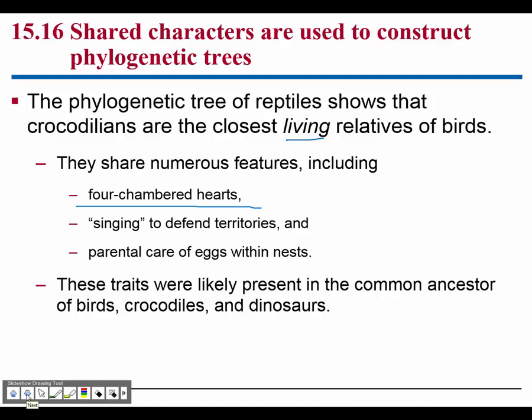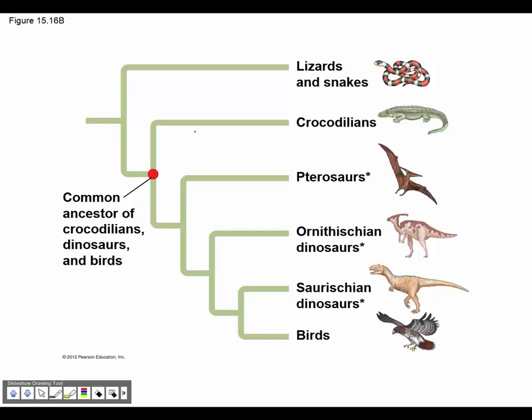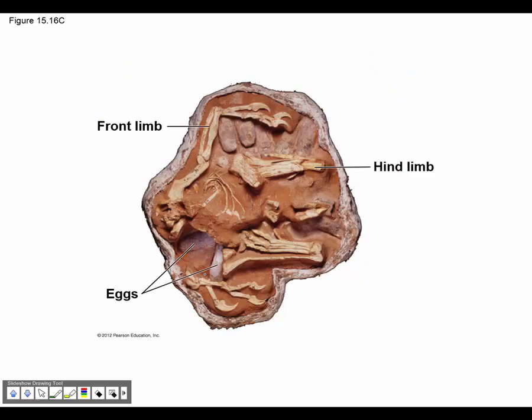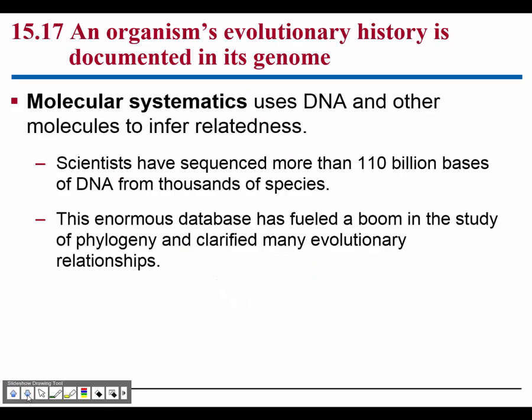And we do see parental care in dinosaurs, right? So here's our outgroup, right? Lizards and snakes. Here's a crocodilian. And then how is it related to pterosaurs, ornithischian dinosaurs, saurischian dinosaurs, and birds, right? Of course, these guys went extinct. And so here are fossils of eggs and kind of protection and showing parental care in the dinosaurs.